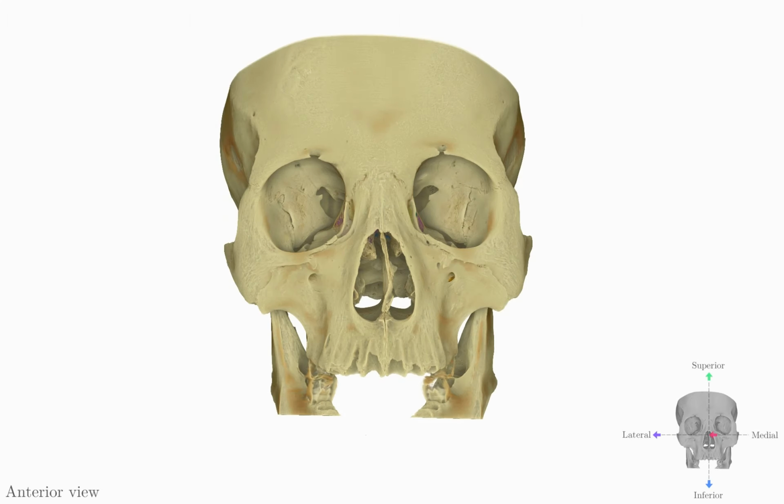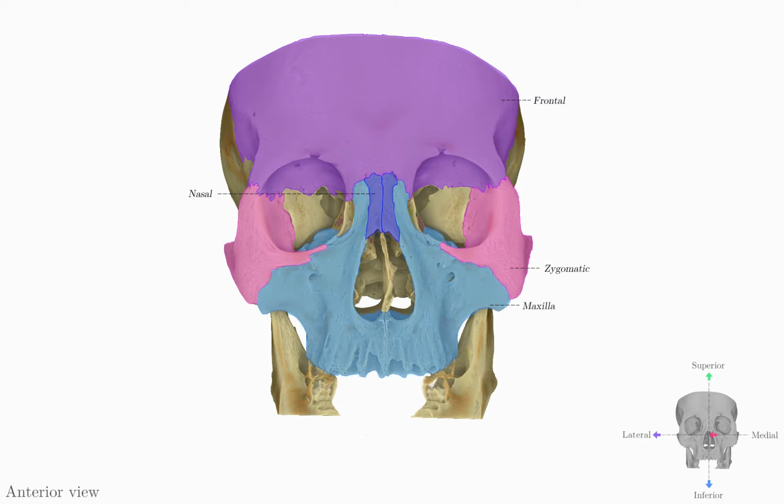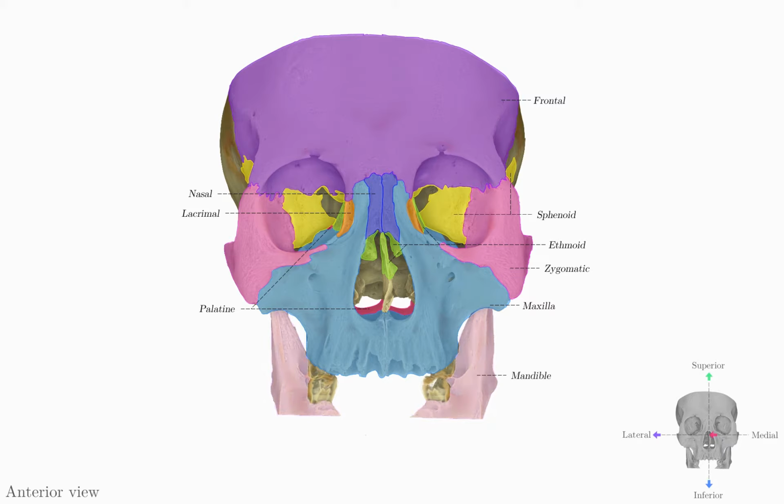This video will guide you through the bones of the skull. In the anterior view, you can see the frontal, zygomatic, nasal, maxillar, lacrimal, ethmoid, sphenoid, and palatine bones. You can also see the position of the mandible.